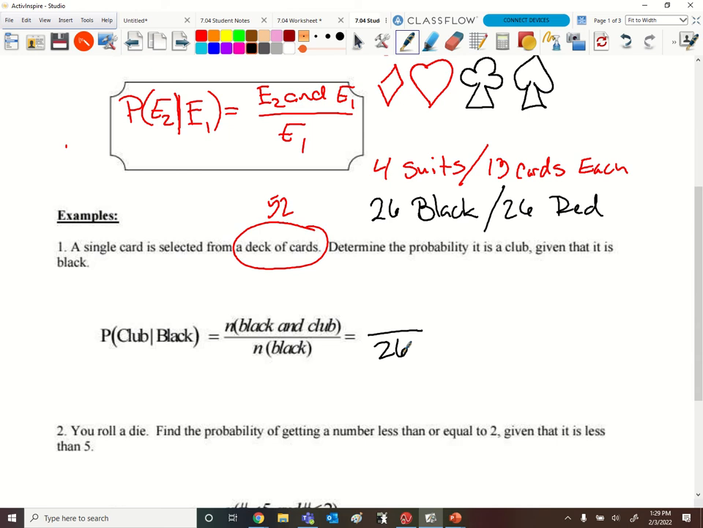Now, how many are black and a club? Because we have 26 that are black, right? And our clubs are just those ones, right? Black clubs. That would be 13 of them. That's where we get 13. So it has to meet both criteria on the top. So it has to be black and it has to be a club. So there's 13 there. And the bottom is how many total for the black.